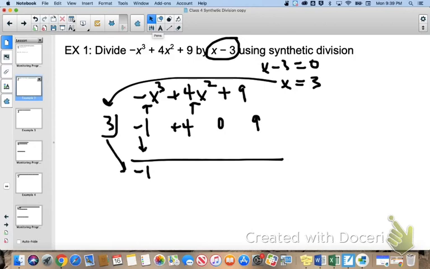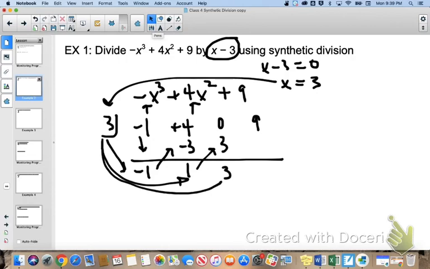So that's negative 1. Now we multiply. 3 times negative 1, and it goes up here, is negative 3. Now we do exactly what it says. 4 minus 3 is 1. Now you do 3 times 1. That goes up here, that's 3. 0 plus 3 is 3. Then you do 3 times 3, which is 9. 9 plus 9 is 18. And a box goes down there.